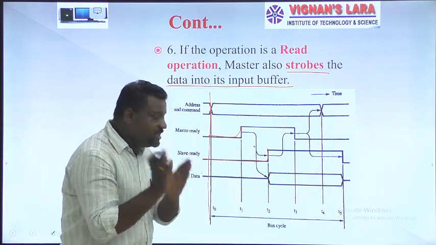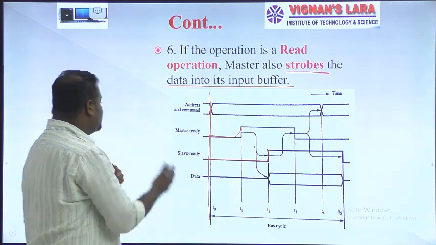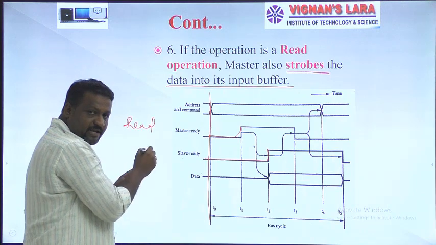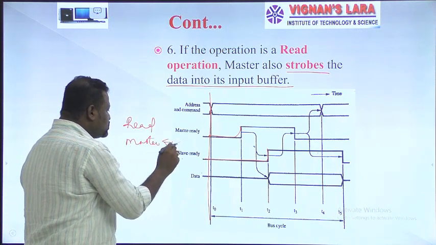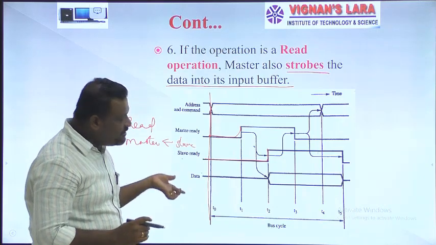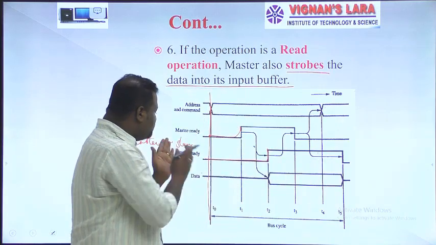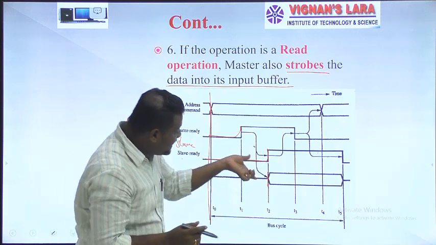At the same time, one more thing happens: this entire operation is a read operation. What is the meaning of this read? The master collects some data from the slave. That's the meaning of this. Whenever the slave places the data on the bus, at the same time it will activate this slave ready signal. See here guys.